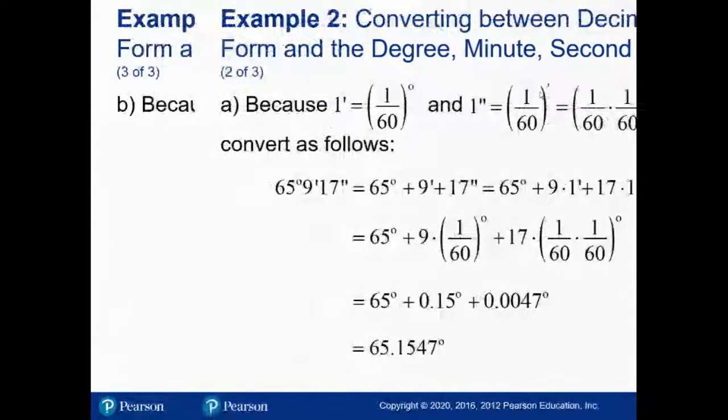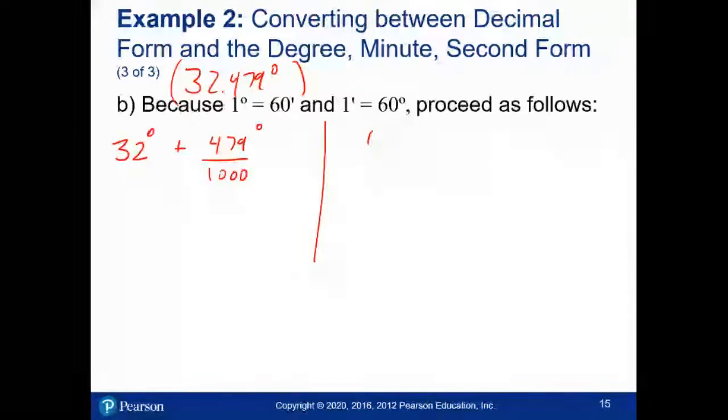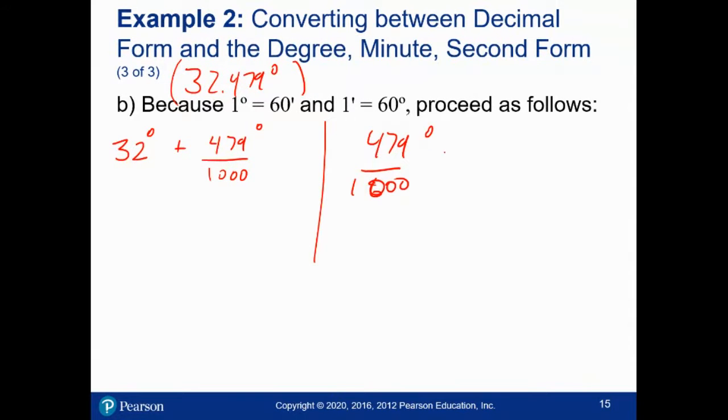So for part B, we're supposed to convert 32.479 degrees into minutes and seconds. So here's how I do it. Okay, so what we have is 32 degrees, and then we have 479 out of 1,000 degrees. That's just converting the decimal 0.479 into a fraction. So what I need to do is ask, 479 out of 1,000 degrees is how many minutes?